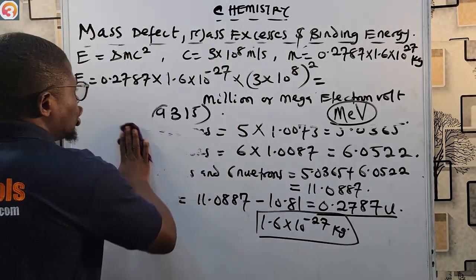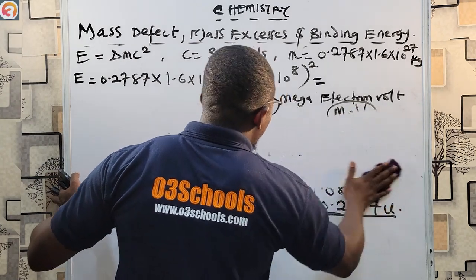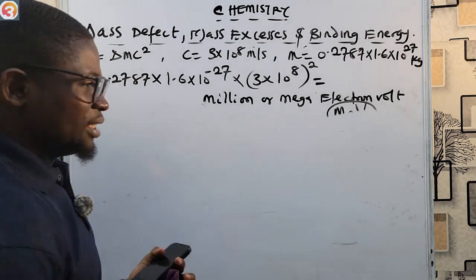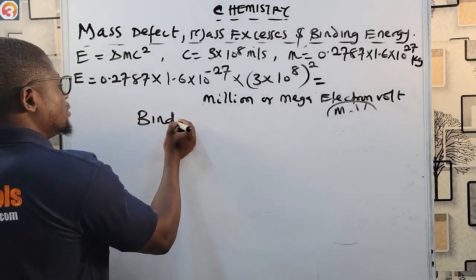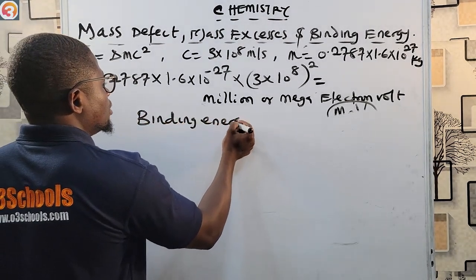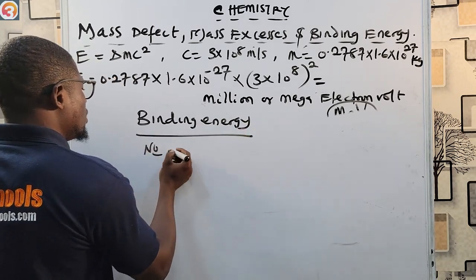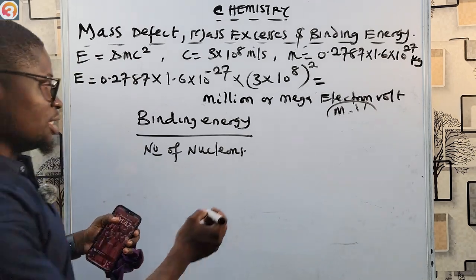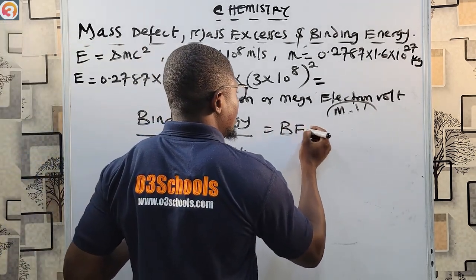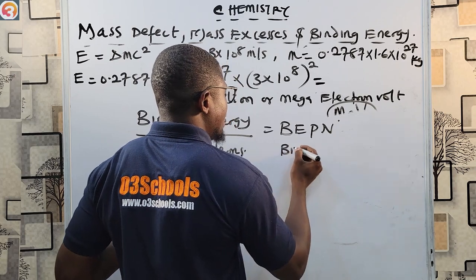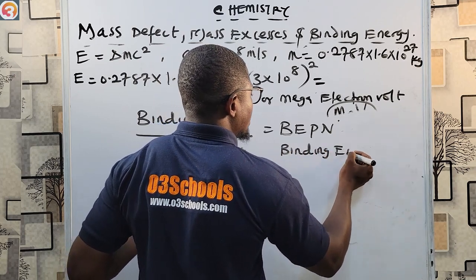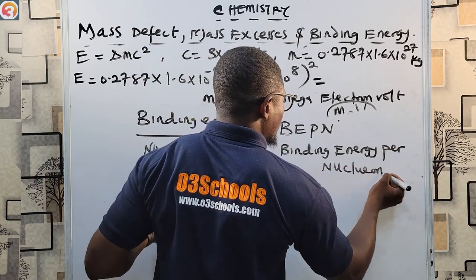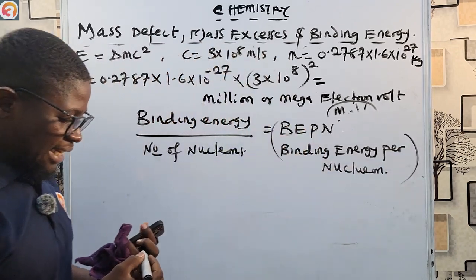Binding energy per nucleon. Binding energy per nucleon is what? It is binding energy divided by the number of nucleons. This one is equal to BEPN, that is binding energy per nucleon.